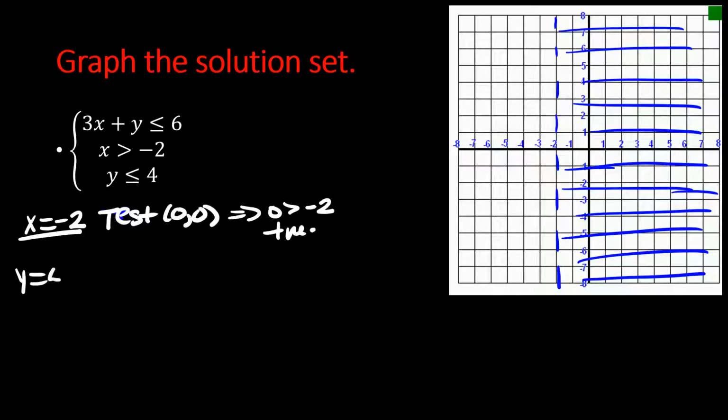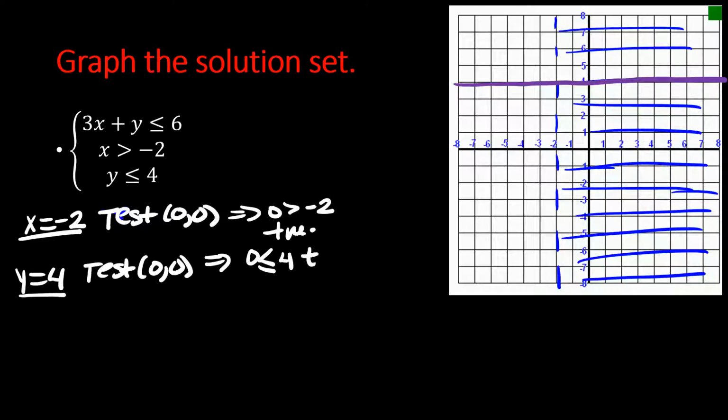Now let's look at y equals 4. y equals 4 is a horizontal line at 4, and it's less than or equal to. So we're going to have a solid line at y equals 4. And again, it's less than, so we know it's going to be under. But if you want to test 0, 0, you have 0 is less than or equal to 4, which is true. So I'm only going to go down here where there's the blue.